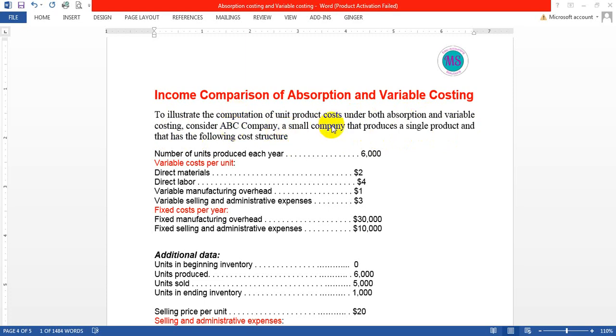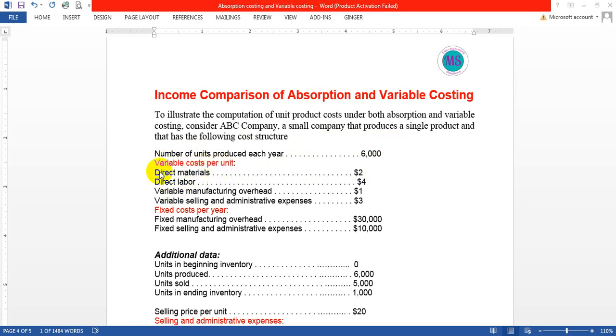ABC is a company that has only one product. The number of units produced each year is 6,000. This is not a cost because there is no currency unit, and it has already mentioned the number of units produced each year, that is 6,000.